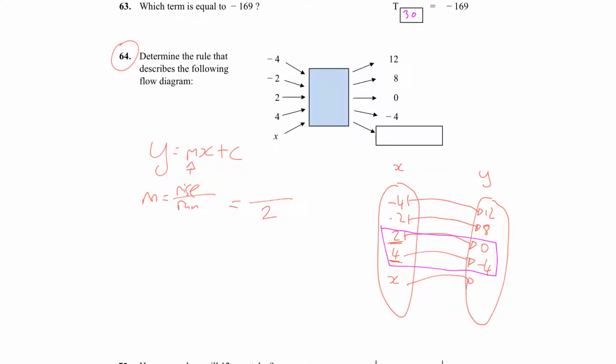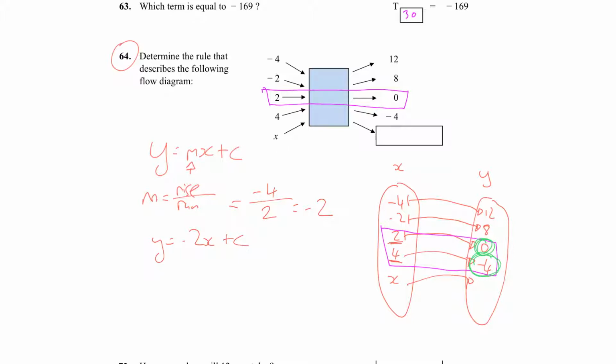Let's look at our output. We've risen from 0 to minus 4. So how much have we risen? We've risen minus 4. So our gradient is minus 2. So far we've got y equals minus 2x plus c. We don't know what c is, but we can use any one of these points. I think the easiest point, which I'm going to point out in the diagram up here, is this one here. It's got a 0, so it's going to make our lives easy.